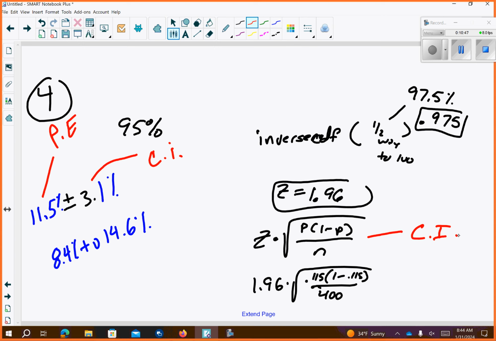Now, I want you to think about something here. This portion right here, where we have 1.96 times the square root of 0.115 times 1 minus 0.115 divided by our sample size, as this sample size gets larger and larger, so if I made this 4,000 or 400,000 or 400 million trillion or whatever, this gets really small. That 1.96 is our z-score, so 1.96 is almost 2 standard deviations out.